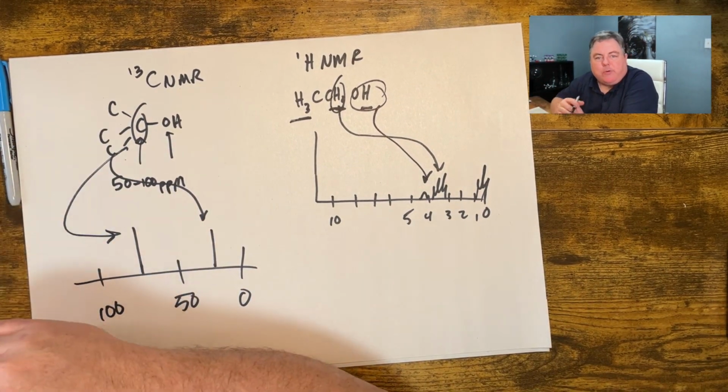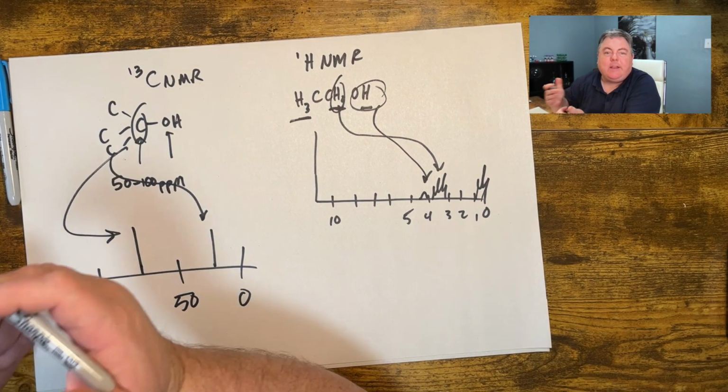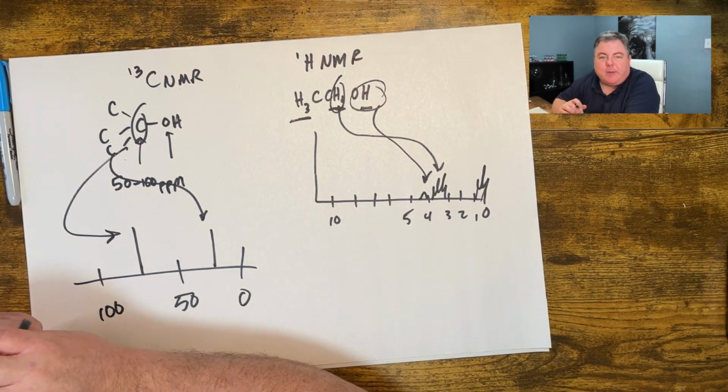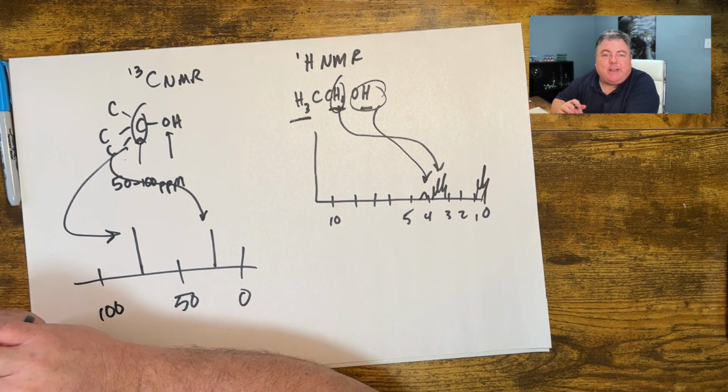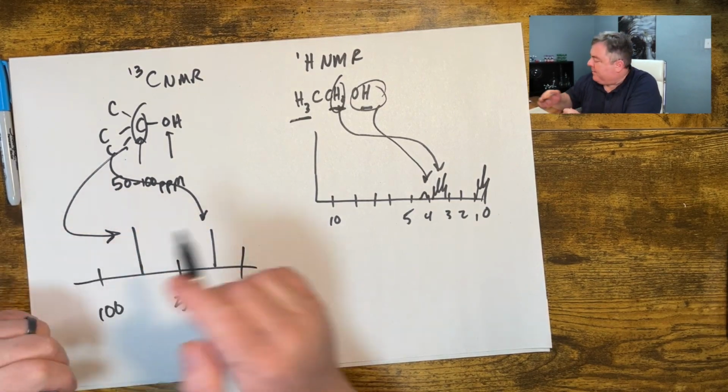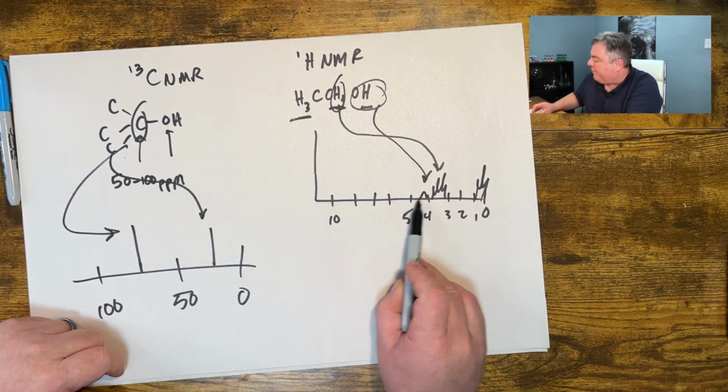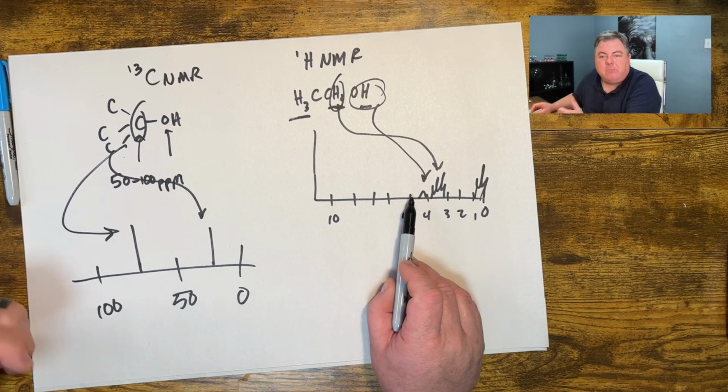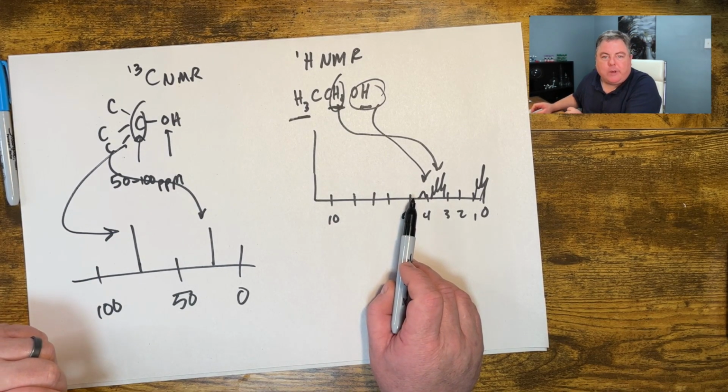Now remember, in the proton NMR, that peak tends to move depending on the concentration of my sample and the temperature in the room. Because of the hydrogen bonding involved, that proton can move within my spectrum from one sample to the next, from one day to the next.